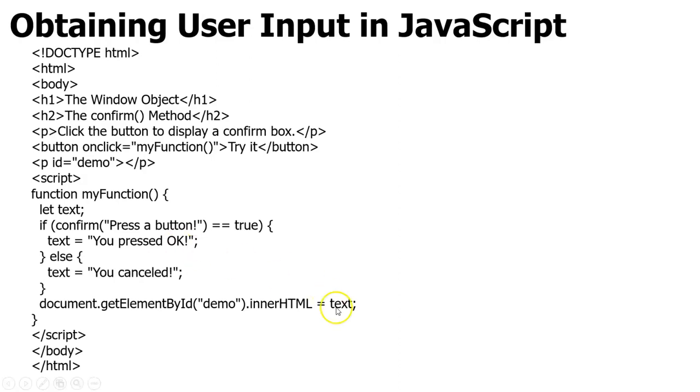So this is how I am going to get it. Some content will be given to the text: if the condition is true, you will get this text, else you will get this text. So some text will get printed here. This is how this confirm method will work.